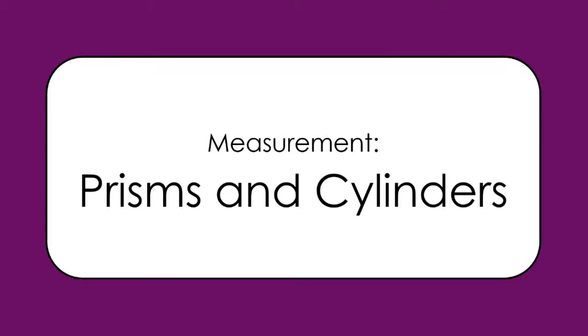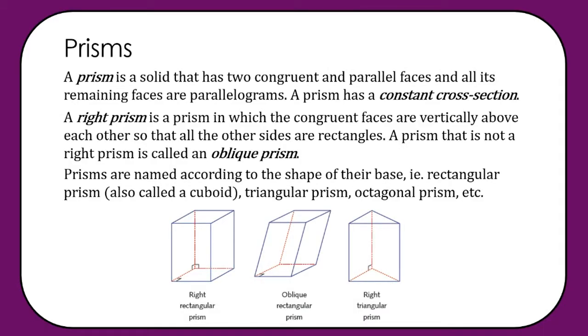Prisms and cylinders. So we'll first consider prisms. A prism is a solid that has two congruent and parallel faces. Congruent means basically the same size, same shape. So we have two shapes that are exactly the same and parallel to each other, and then those two parallel and same shapes are joined by a series of parallelograms.